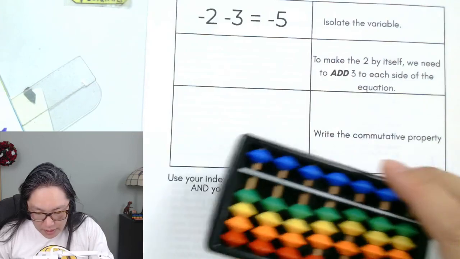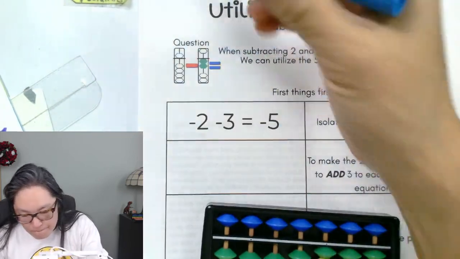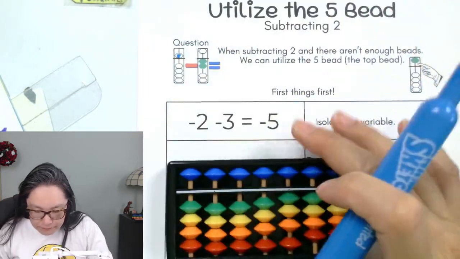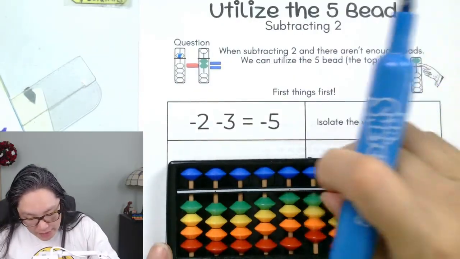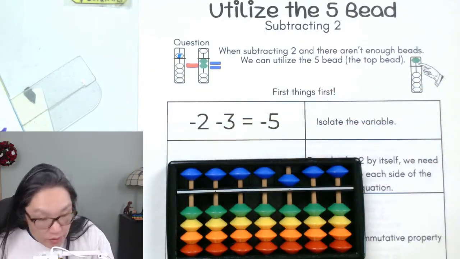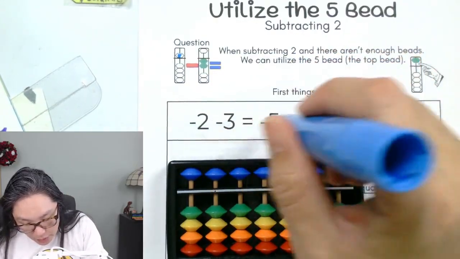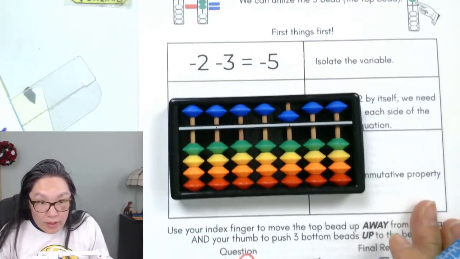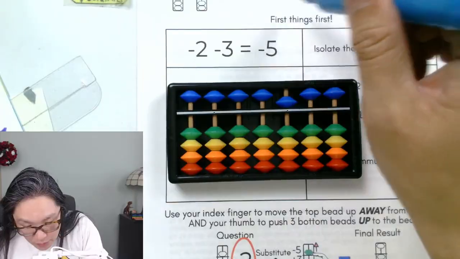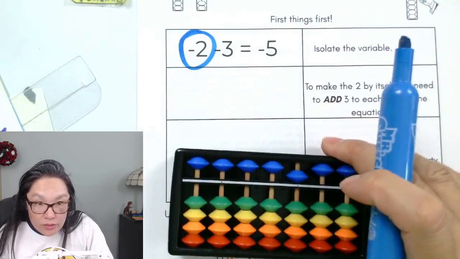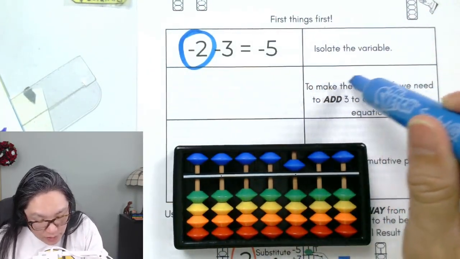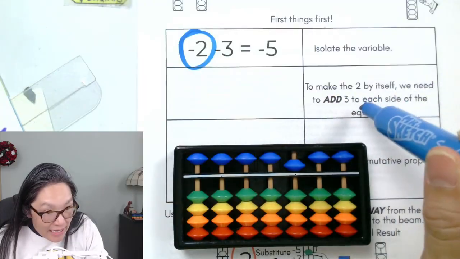If you're subtracting 2, you can take away the 2. So here is the other question, right? I have 5 and I want to take away the 2. So again, if I have 5 and I want to take away the 2, there's not enough beads to take away the 2. So what are we going to do? We are going to use our formula, right? We're going to isolate our variable. We have to subtract this 2. What we need to do is make the 2 by itself. We need to add the 3.